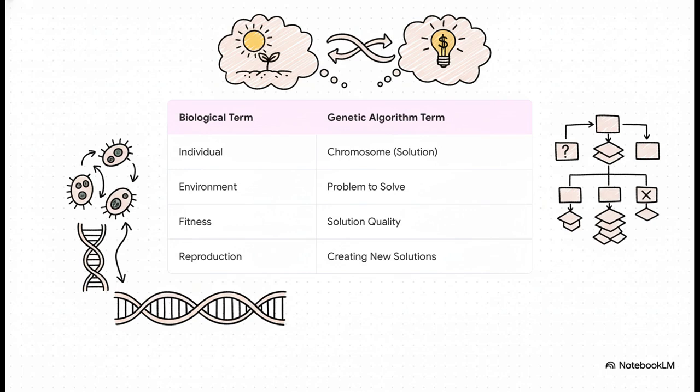This table really lays it all out. It's a direct translation. In biology, you have an individual. In the algorithm, that's just a potential solution, our chromosome. The biological environment, that's just the problem we're trying to solve. An individual's biological fitness translates to the quality of the solution. And reproduction is just the process of creating new, hopefully better, solutions by combining the best parts of the old ones, with a few random tweaks thrown in, just like mutation in nature.